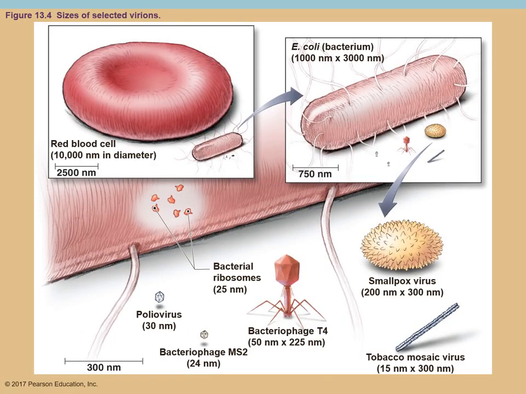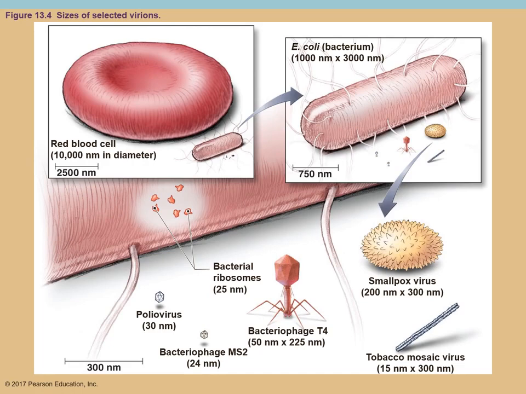What is the size of the selected virions, the selected viruses? This is giving you a little bit of a reference point. Here is the red blood cell. This would be E. coli. As you know, that is a bacteria. Down here would be viruses. If you enlarge so you can see the E. coli well, now here are the viruses here.